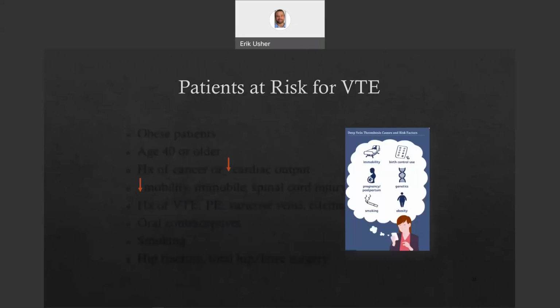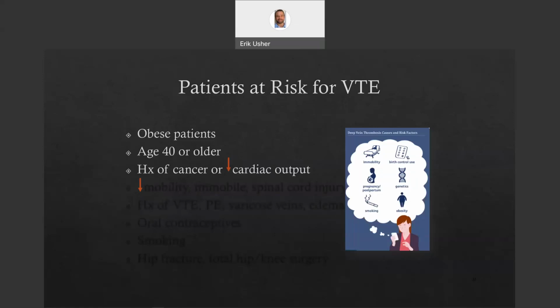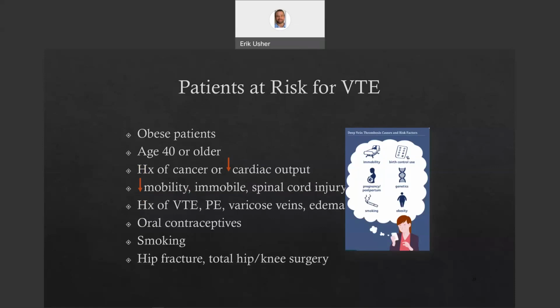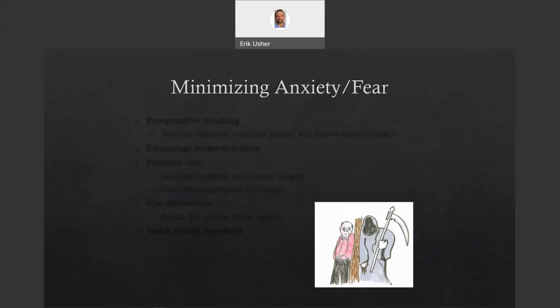Patients that are at risk for venous thromboembolisms: obese patients, over 40, history of cancer or decreased cardiac output, decreased mobility, we know that's a huge one, or immobility and spinal cord injuries. Again, those all kind of segue into that. A history of thromboembolisms or pulmonary embolisms, varicose veins, edema, oral contraceptives. Remember that story about my old partner and his wife? That does increase the risk for clot formation. Smoking, of course, and those two together significantly increase it. And anything that promotes immobility, hip fractures, total knee surgeries, those are going to be set up for high risk.